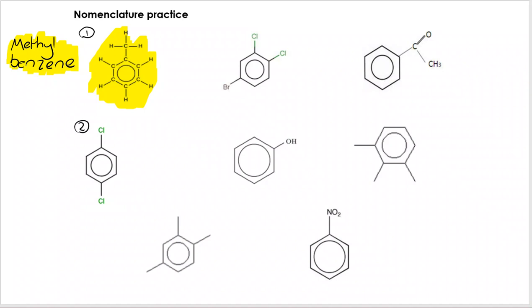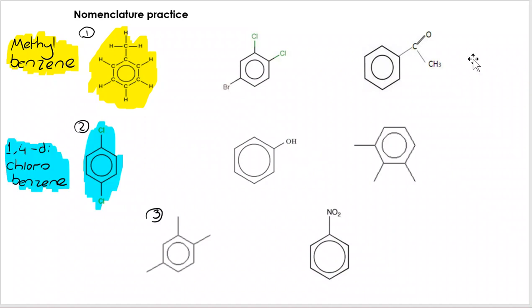So in this case, it's benzene again. It's got 2 chloros coming off there, so that's dichloro. And the numbers, if I were to number them, would be 1, 2, 3, 4. Conversely, if I number from this end, 1, 2, 3, 4. Either way, the name is 1,4-dichlorobenzene.